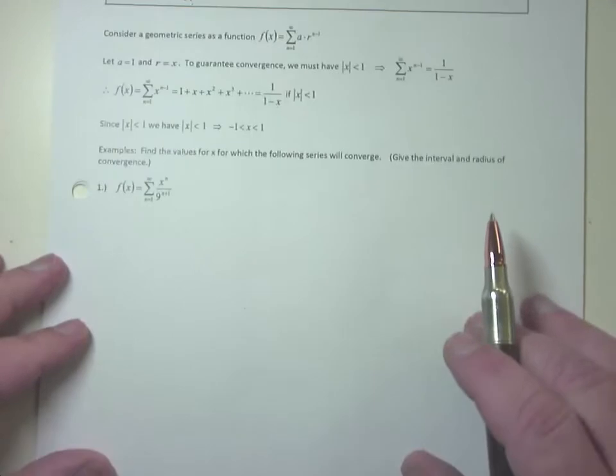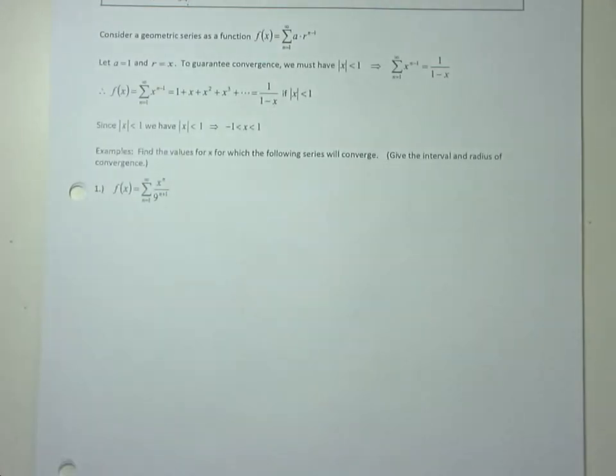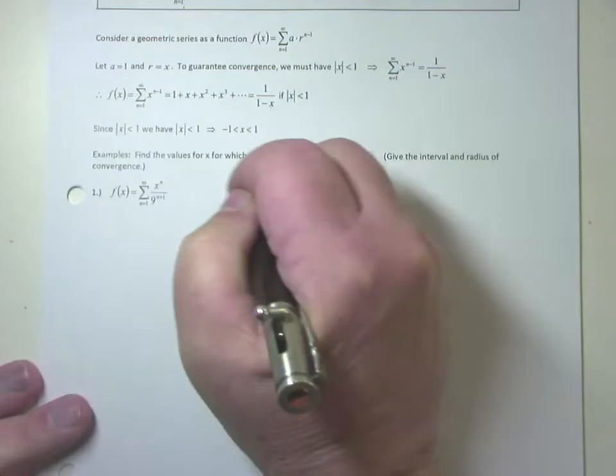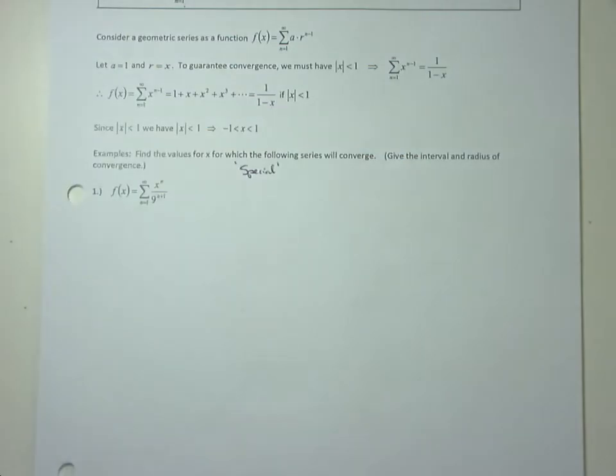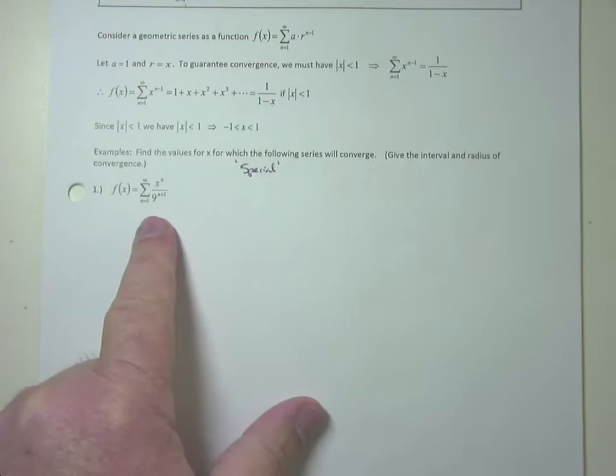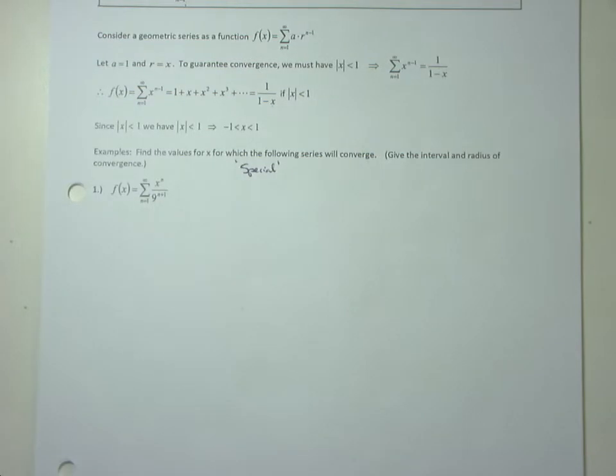Okay? So take a look at this example here. I've got the sum as n goes from 1 to infinity of x to the n divided by 9 to the n plus 1. Now this guy is special. This guy is a geometric series. What was our definition of a geometric series? It is a series of nothing but numbers raised to powers of n. X is a variable, but x represents numbers. So this is a geometric series.